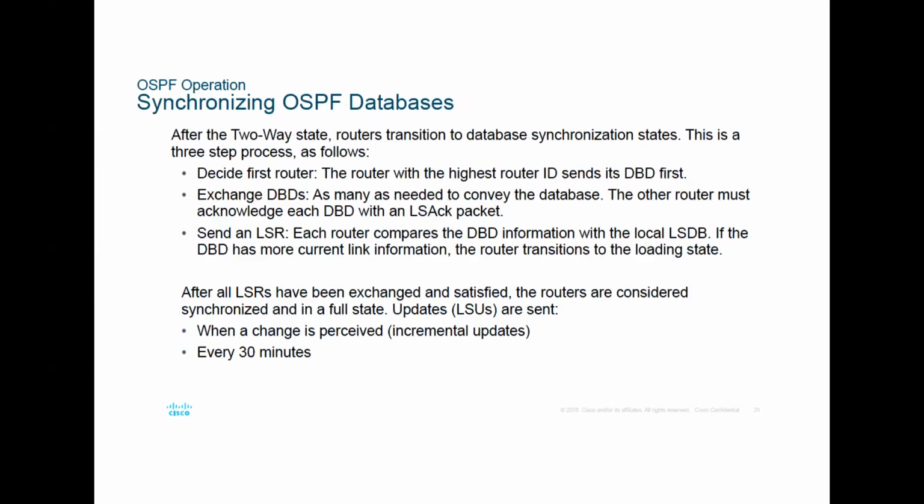Later, send an LSR, meaning each router compares the DBD information with the local LSDB. If the DBD has more current link information, the router transitions to the Loading state. After all LSRs have been exchanged and satisfied, the routers are considered synchronized and in the Full state. LSUs are sent when a change is perceived, or as an incremental update every 30 minutes.